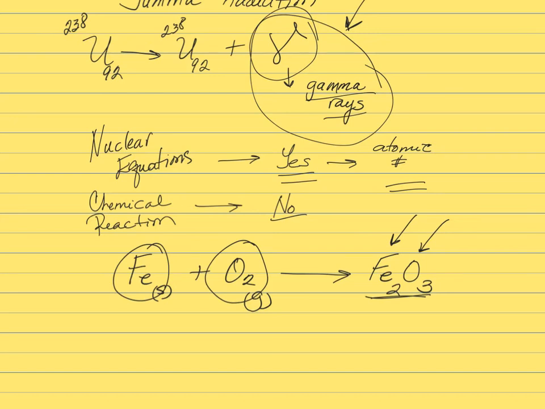So that's one of the main differences between a nuclear reaction and a chemical reaction. During a nuclear reaction, new elements are going to be formed. During a chemical reaction, no new element is going to be formed. Questions about that? No? Can I give you a quiz on this? Yes.